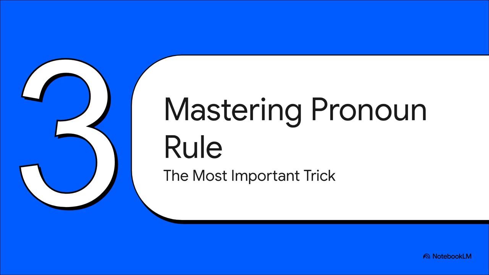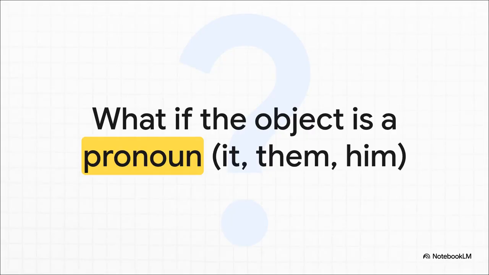Section 3, Mastering the Pronoun Rule. Okay, so you've got the 2 main types down. But there's one more little secret to learn. A special trick that only applies to those separable verbs. So what happens if instead of saying the light or my keys, we use a pronoun, like it, them, him, or her? Does that change the rules? Oh yeah, it does. And this is a real game changer.